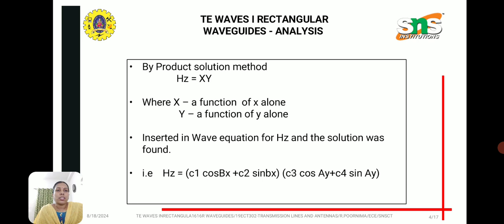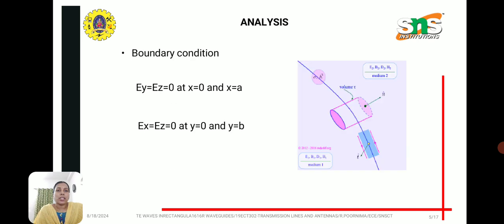For solving the TE waves for rectangular waveguides, we can use the product solution method, that is, the magnetic field component Hz equal to XY, where X is a function of x alone and capital Y is a function of y alone. Using the wave equation for Hz, the solution can be found as follows: Hz equal to (C1 cos βx plus C2 sin βx)(C3 cos αy plus C4 sin αy), where C1, C2, C3, C4 are arbitrary constants, which we can solve. By applying the boundary conditions, we can analyze the TE waves for rectangular waveguides.